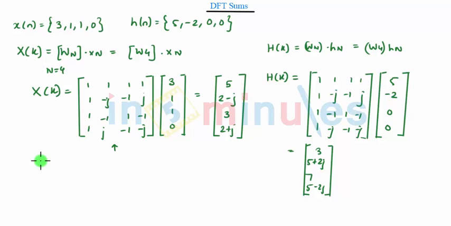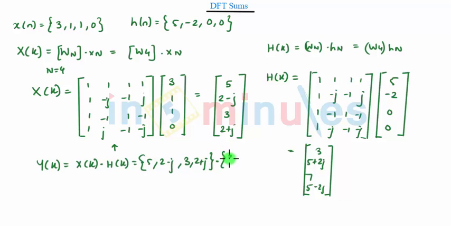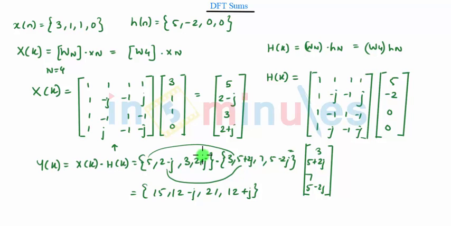Now we have to calculate Y of k. Y of k is equal to X of k into H of k, that is 5, 2 minus j, 3, 2 plus j multiplied by 3 5 plus 2j, 7 5 minus 2j, and Y of k is equal to 15, 12 minus j, 21 and 12 plus j. This is a direct multiplication of these terms.